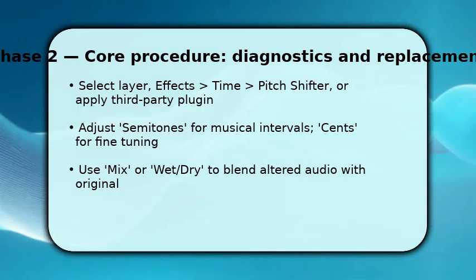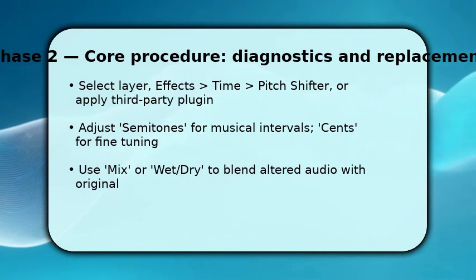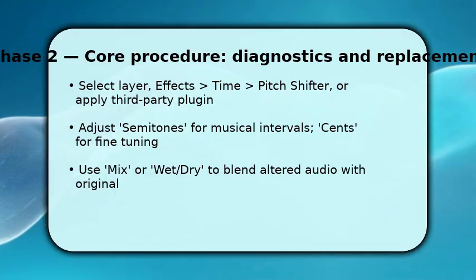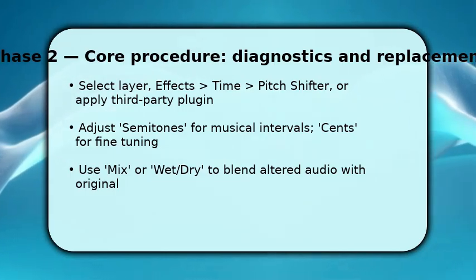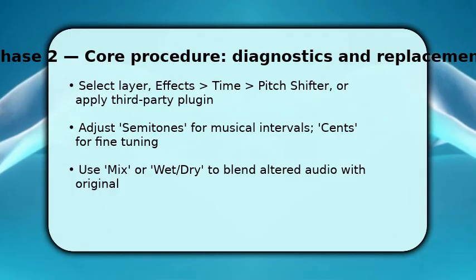Then, play the range you care about while toggling mix or wet/dry to hear blending. This prevents artifacts from sounding too processed. If you need formant preservation, enable the plugin's formant or preserve vocal character option. This keeps timbre natural. Once adjusted, keyframe semitones, or cents, to create real-time pitch shifts over time.